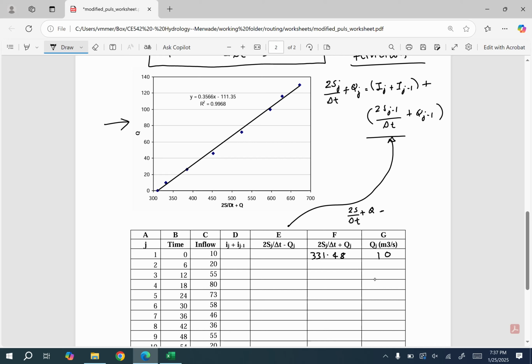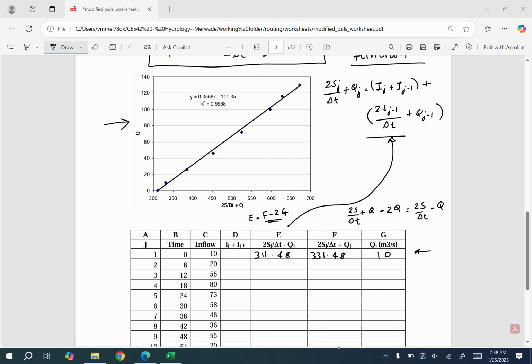Now if I subtract 2q from this, which is our column G, you get 2s over delta t minus q. So basically column E is F minus 2G. Once we do that we get that. In this case 331.48 minus 2 times 10. So 2 times 10 is 20. So this is 311.48. This is basically our initial condition, which is what we have.